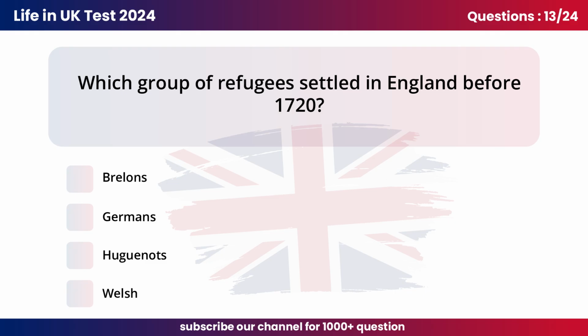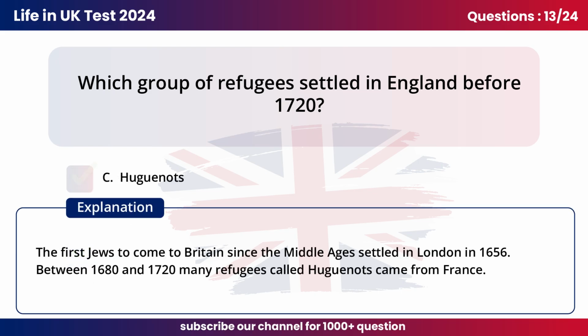Question 13. Which group of refugees settled in England before 1720? C. Huguenots. The first Jews to come to Britain since the Middle Ages settled in London in 1656. Between 1680 and 1720 many refugees called Huguenots came from France.